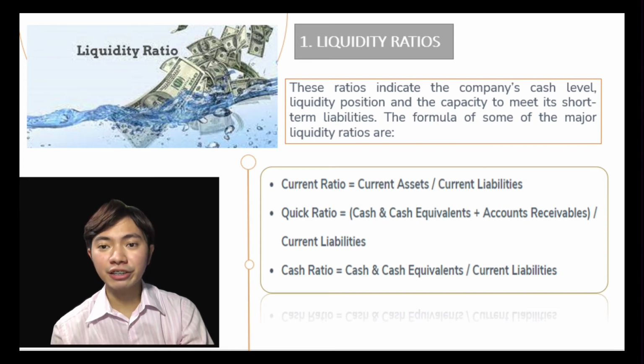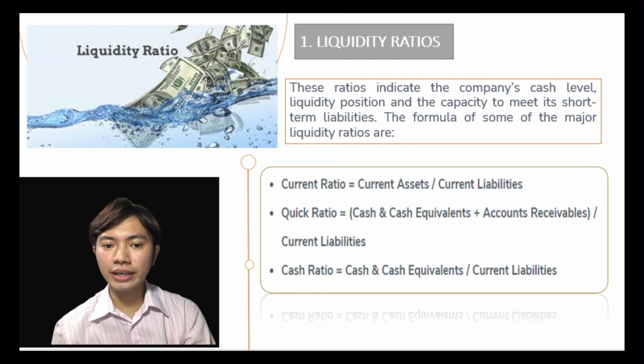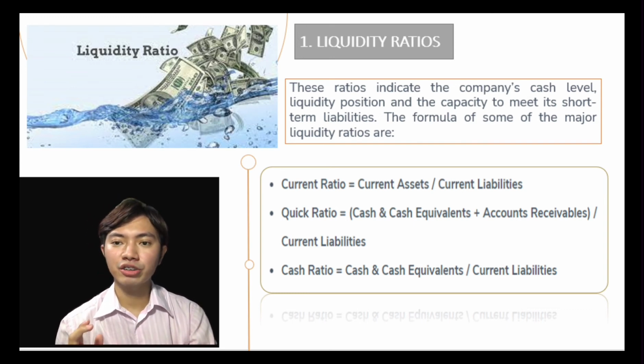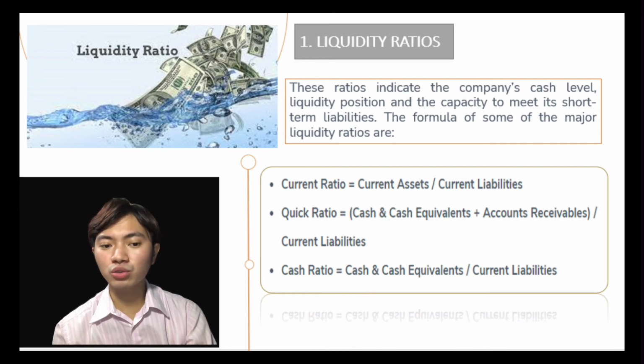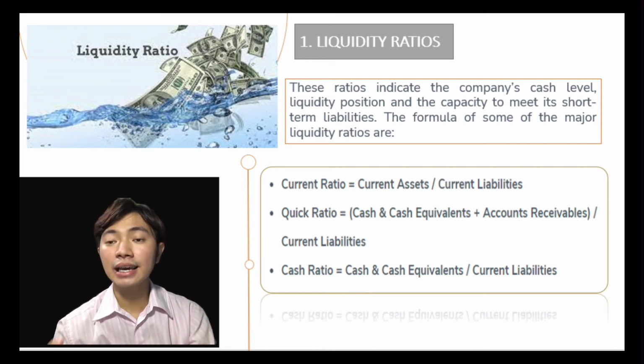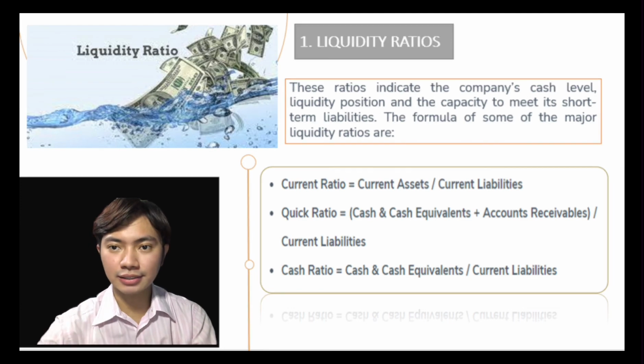The first is the current ratio, which is equals to current assets divided by current liabilities. Quick ratio, cash and cash equivalents plus accounts receivable divided by current liabilities. And the last is the cash ratio, that is equals to cash and cash equivalents divided by current liabilities.